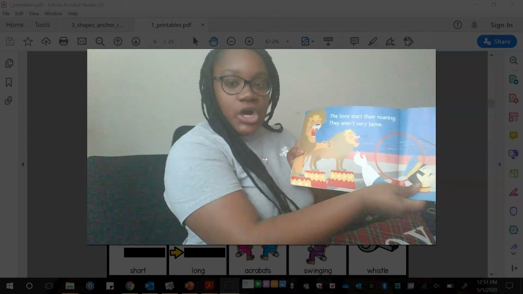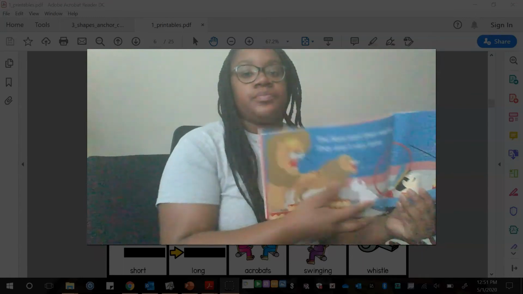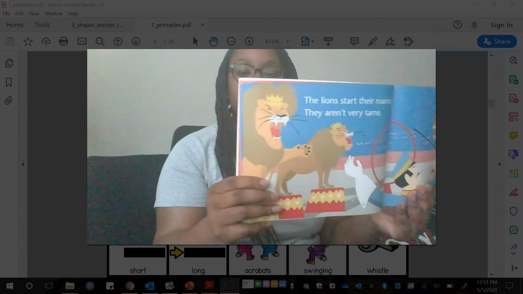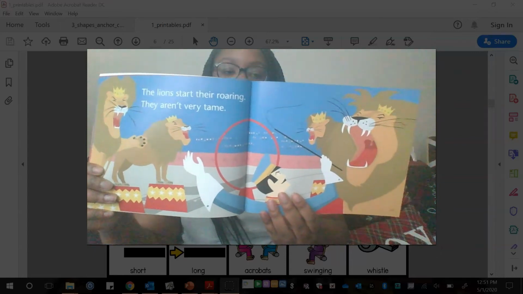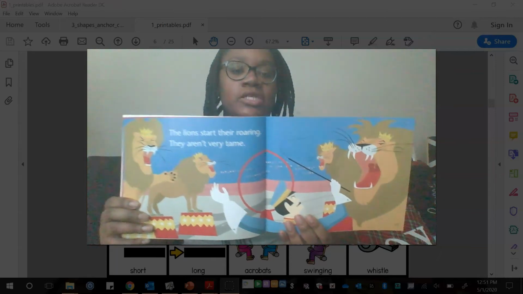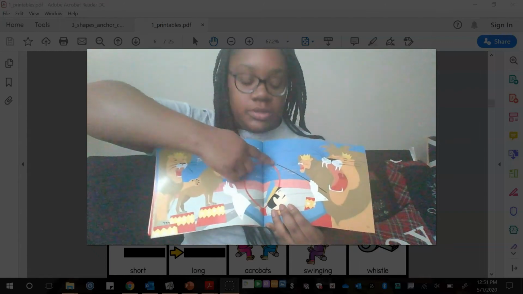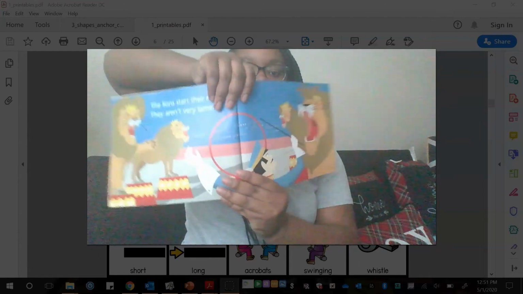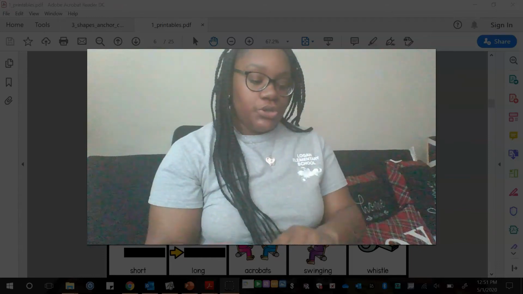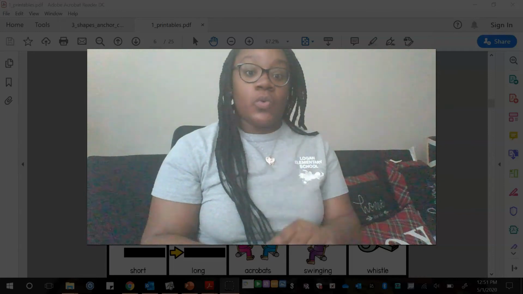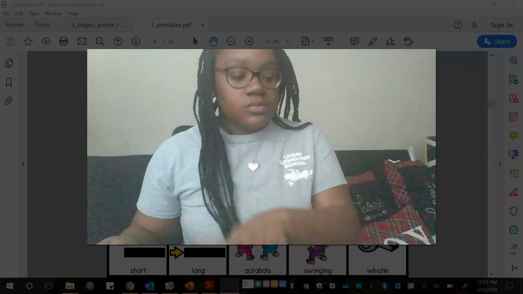The lions start their roaring. They aren't very tame. What shapes do you see on these pages? They look like circles to me because they're round. So this looks like a circle to me. That is definitely a circle. What do you think the lion is going to do with that? Are they going to go in the circle? I don't know.